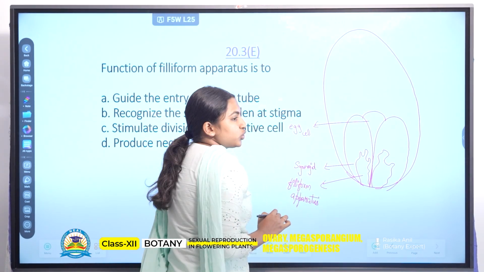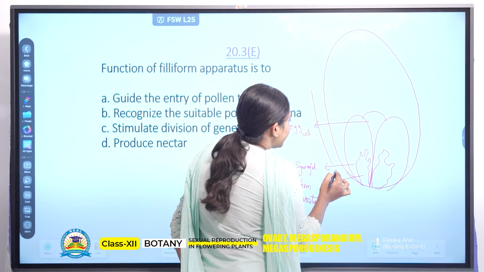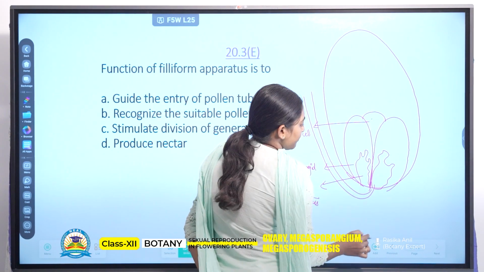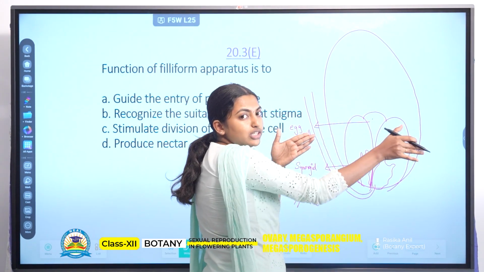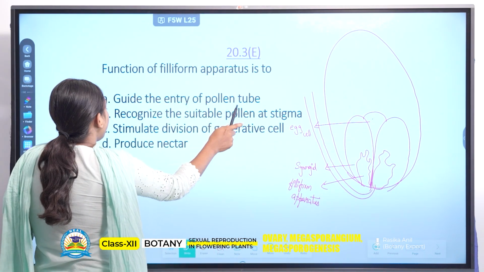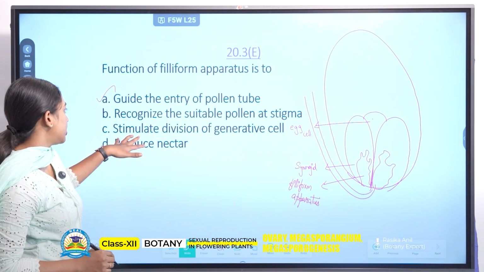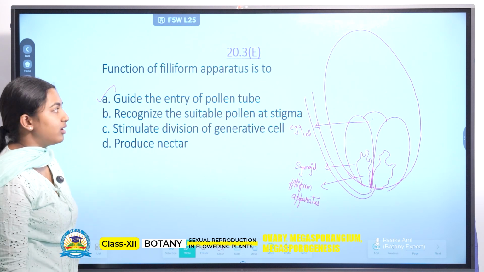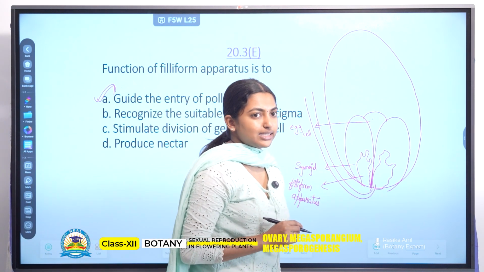So the function of this filiform apparatus is that the pollen tube will grow, right? During fertilization, the pollen tube will grow and it has to reach this egg cell. So the filiform apparatus will guide the pollen tube so that it goes and reaches the egg cell. So what's the function of filiform apparatus? Guide the entry of pollen tube. Very correct. Recognize the suitable pollen grain at stigma? No. Stimulate division of generative cell? No. Produce nectar? Not at all, right? So the function is to guide the entry of the pollen tube to the egg cell.